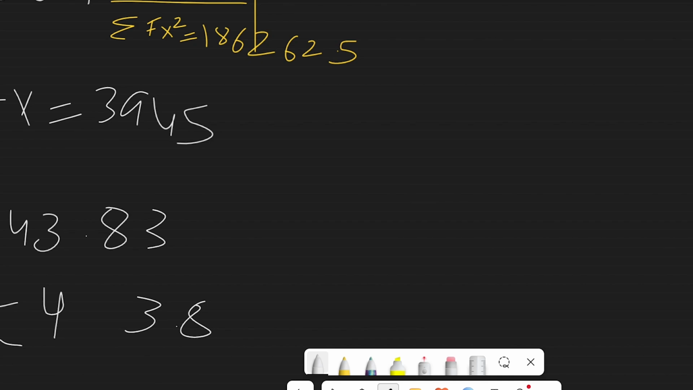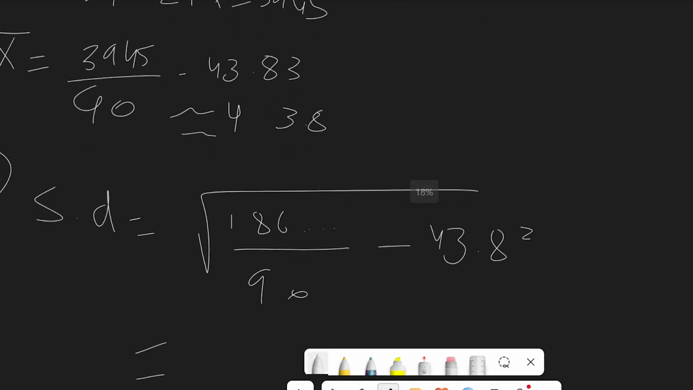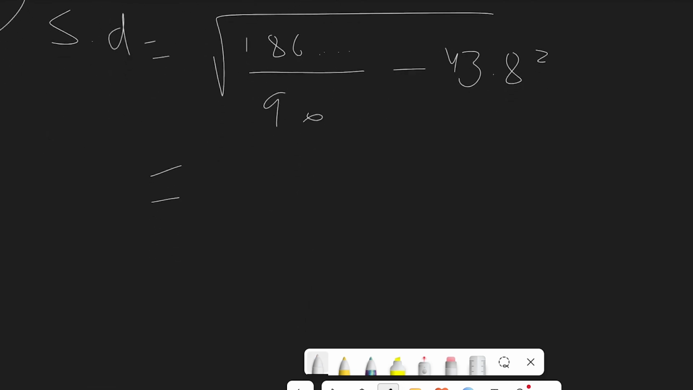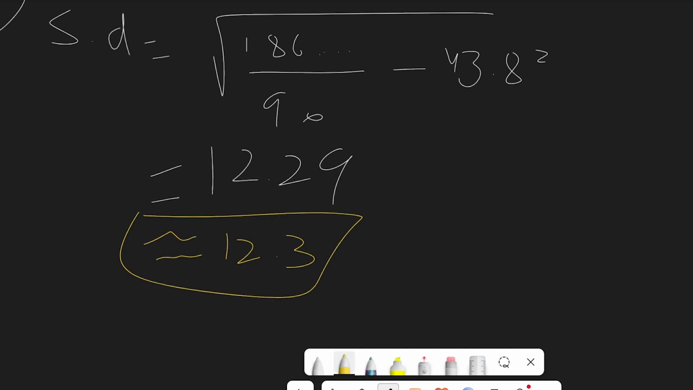18662.5 over 90 minus 43.8 squared, and the square root of the answer is 12.3. It is 12.29, and then we will round it off to 12.3, and that is our standard deviation.